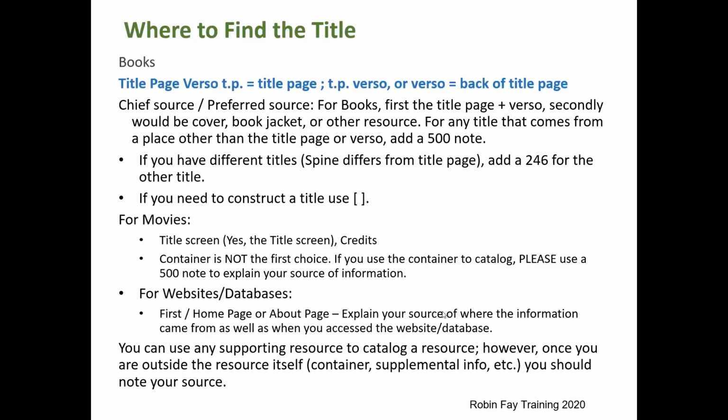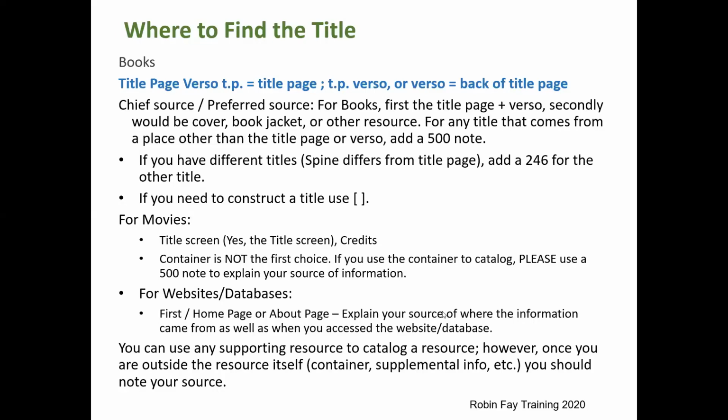And if you have multiple titles, that's where you're going to add your 246 if they're different. So sometimes people shorten things on the spine to get it all to fit. If you have multiple things there, then you're going to do a 246, but you'll have to choose what your primary is first, which for books is your title page. If you need to construct a title, for those of you doing photographs and things like that, you can put it in brackets. Photograph of, in brackets, what it is.